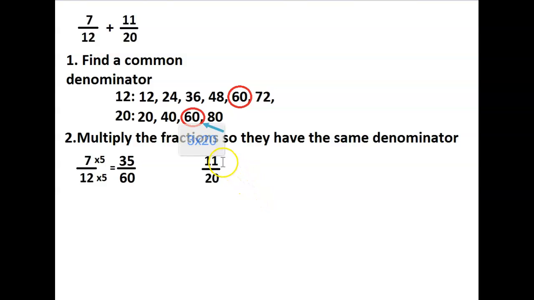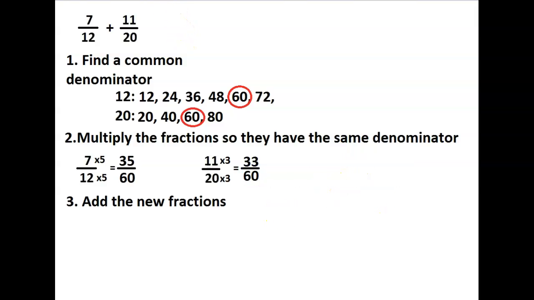My other fraction, 11 over 20, I see I had to multiply 20 by 3 to get 60, so I multiply the top and bottom by 3 to get my equivalent fraction. So my new fraction now is 11 times 3, which gives me 33, and 20 times 3, which gives me 60, so I have the denominators the same in both fractions.